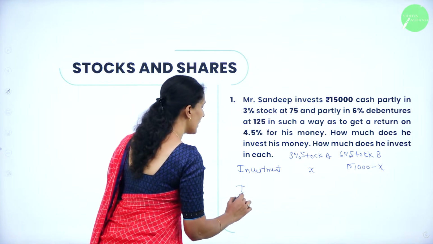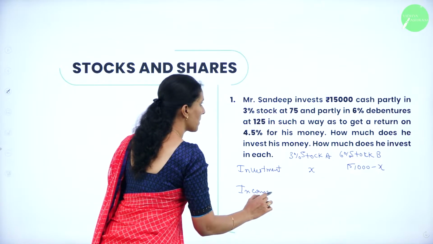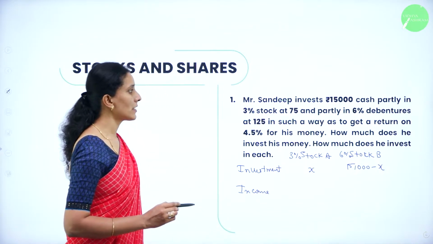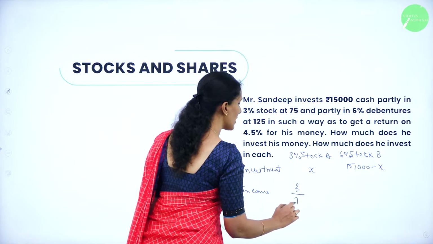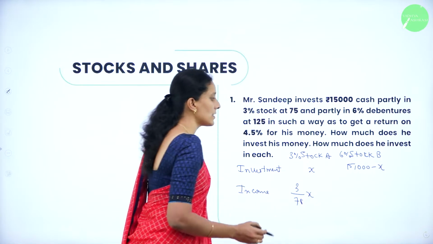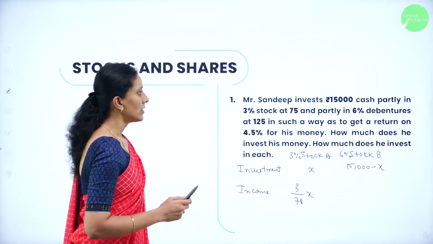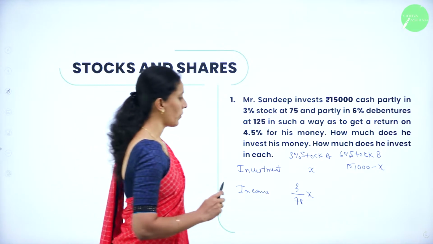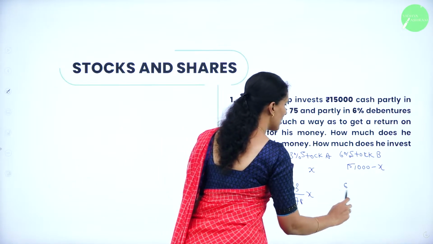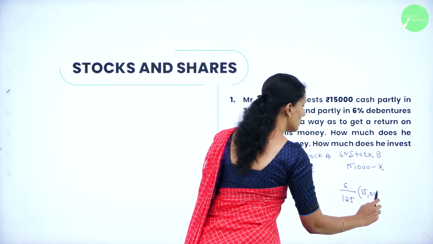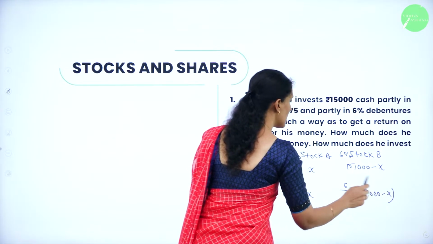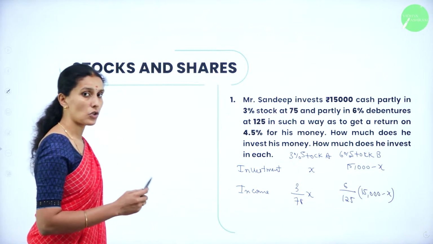So calculating the income on both the stocks. He has 3% stock at 75 of X. So therefore we can write it as 3 by 75 of X. And similarly we have 6% debentures at 125. So we can write this as 6 divided by 125 into 15,000 minus X, because this is the amount he has invested for stock B.